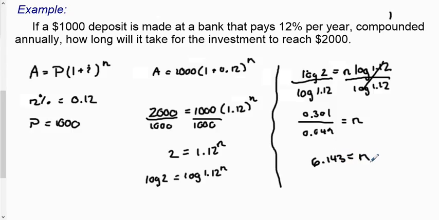Now the question asks me, how long will it take? Since it's compounded annually, then n will represent years. So this is going to take 6.143 years to double in value.